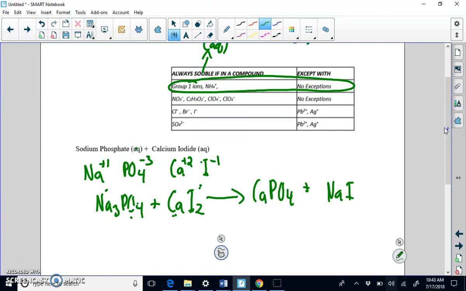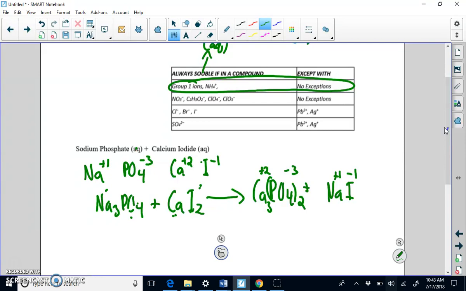Let's check the formulas. After you make the new pairs, you check the formulas and make sure the charges are good. This is +2. This is -3. They're not the same, so we have to crisscross. This gets a 3. This gets a 2. And then this is +1. That's -1. They're the same, so we don't have to do anything. Now we have to see if this reaction occurs.